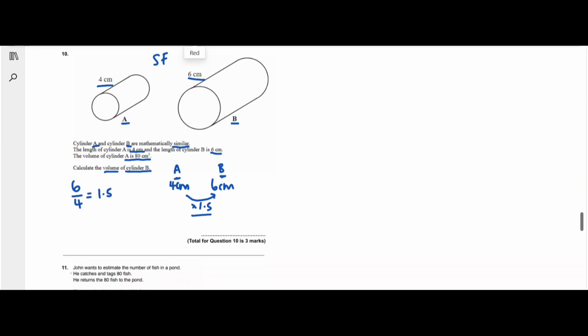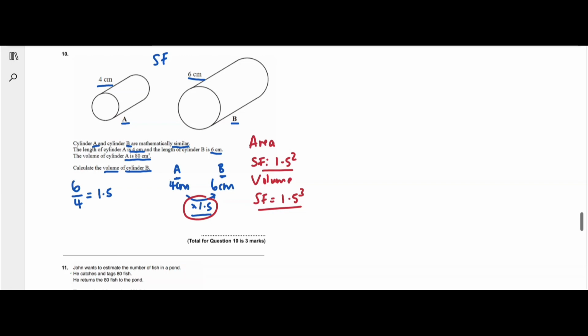Now the key here for similar shapes is your scale factor. When you go for an area, your scale factor will be your length scale factor squared, and for a volume, your scale factor will be your length scale factor cubed. Okay, and people often don't do that, and that's where they go wrong. They just still stick with this 1.5. But when you're going from an area to area, you have to square the scale factor, and volume to volume, you have to cube the scale factor. So that's really important, that piece of information there.